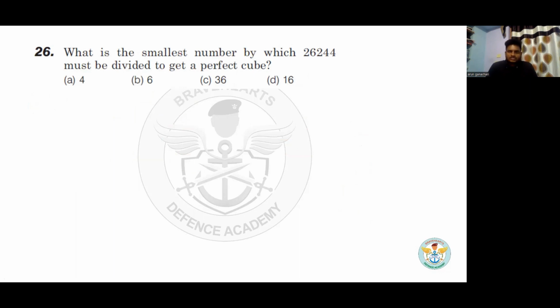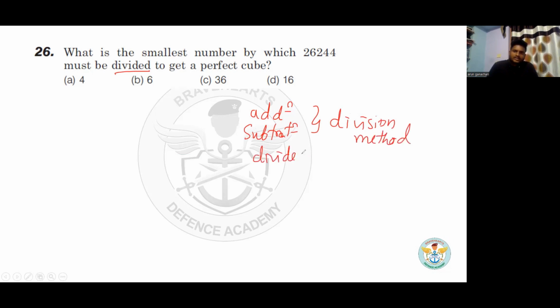Similar question. What should be multiplied? Sorry, what should be divided? If you get it, write it in your notes also. If you get addition or subtraction, then we have to use the division method. If you get what should be divided and what should be multiplied, then we have to take the prime factorization method.